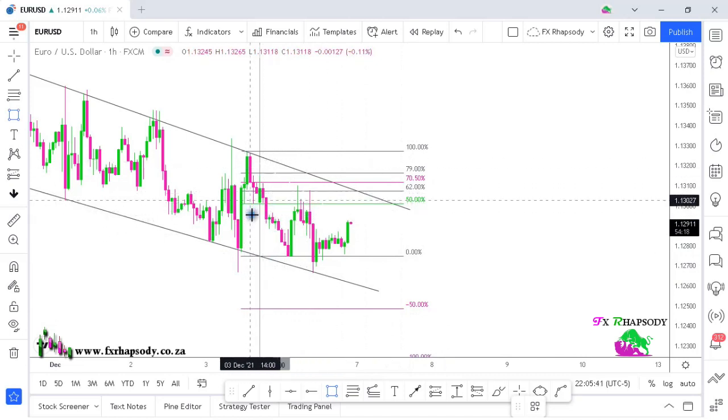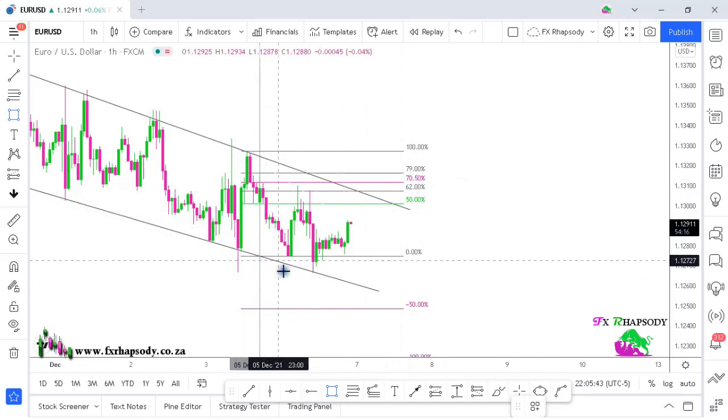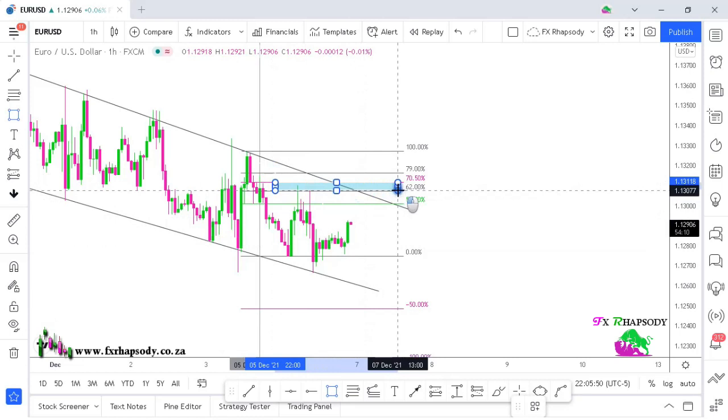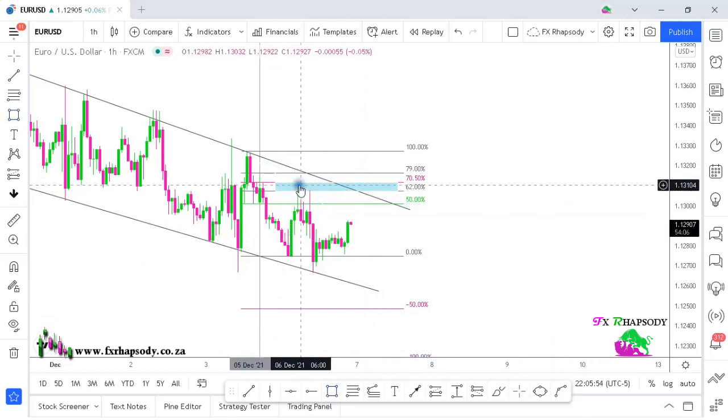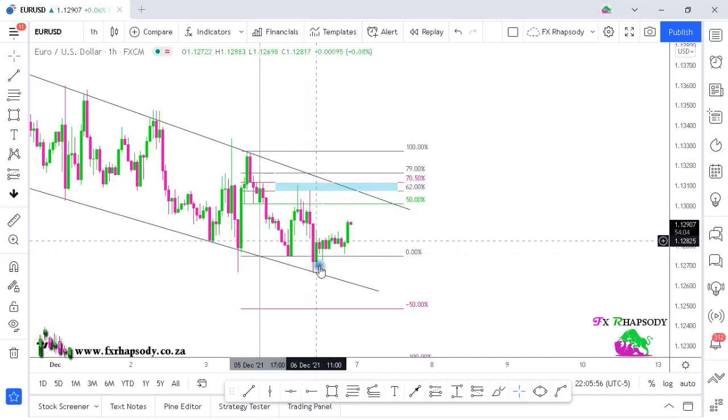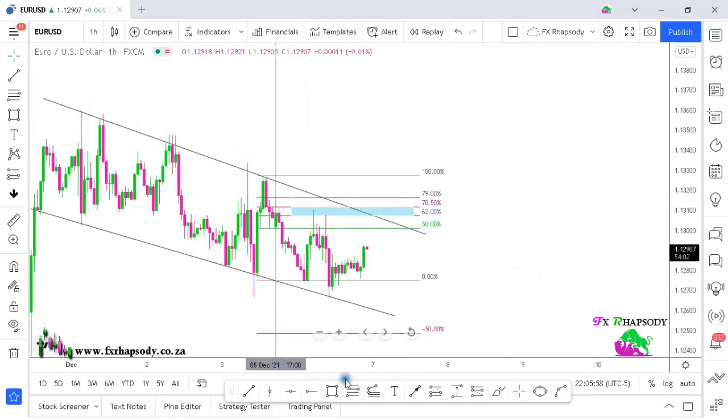So listen, basically price went down, then it came up. I was waiting for this retracement right over there, the 62%. Price came up nicely, touched that area, and moved to the downside. So just to put it into perspective, let's take this little tool.